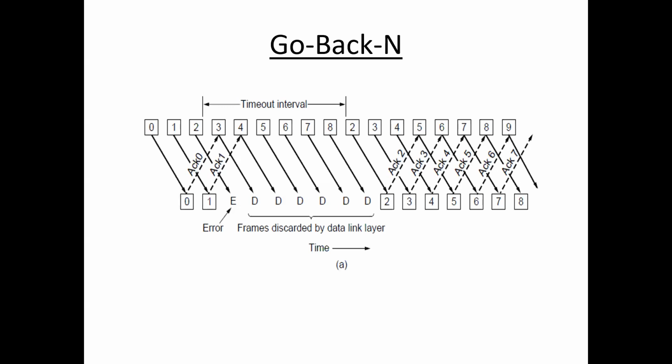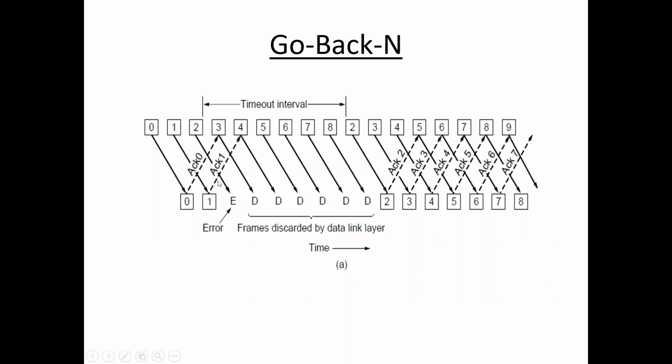In this method, if any frame is damaged or lost, all subsequent frames have to be sent again. See here, the sender sends 0 and the receiver receives 0. The sender sends 1 and the receiver receives 1. The sender sends 2, but here frame 2 is lost, corrupted, or damaged.